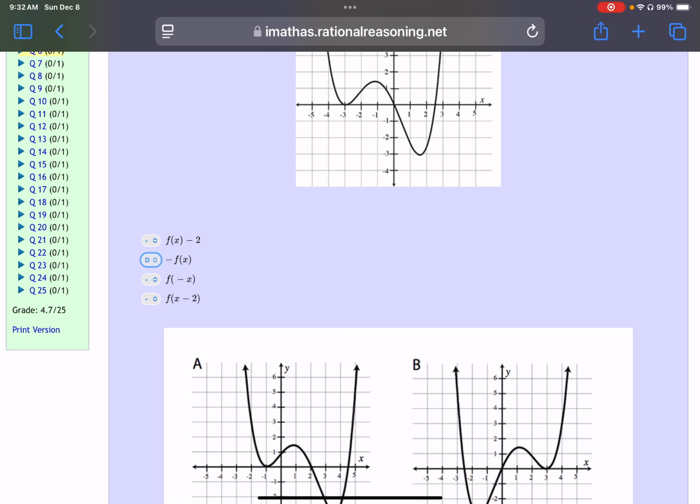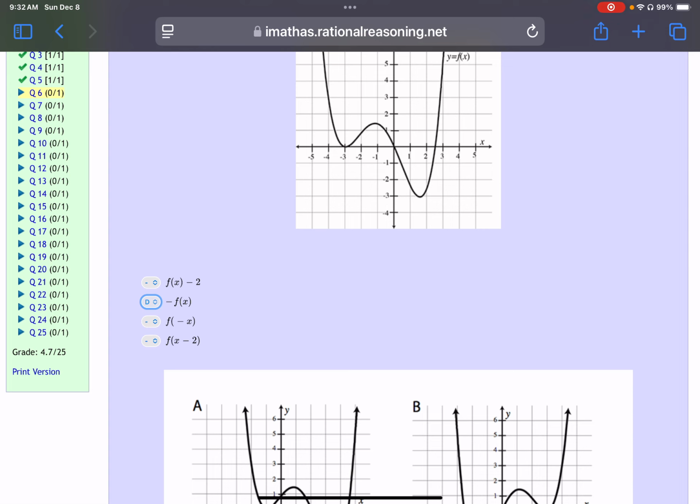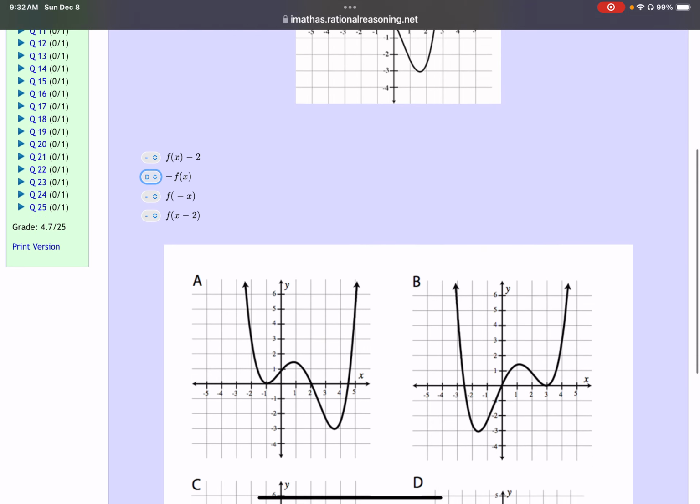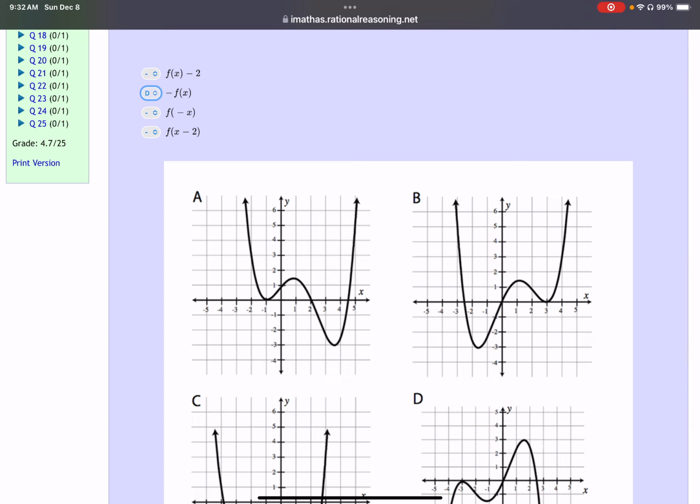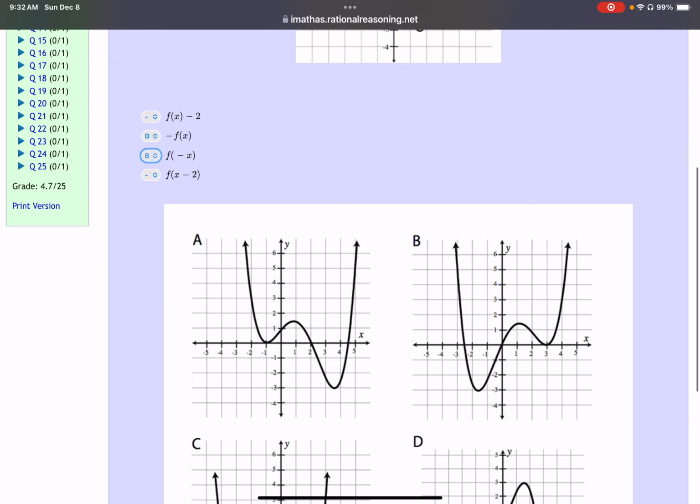Now let's look at the third one down, f of -x. That's going to take the graph and flip it over the y-axis. So now this low bump that's on the right will flip and be on the left, and the little bump on the left should be on the right. So let's look for where a low bump is going down, and I think that is our B graph. So that's this one. So let's eliminate those.